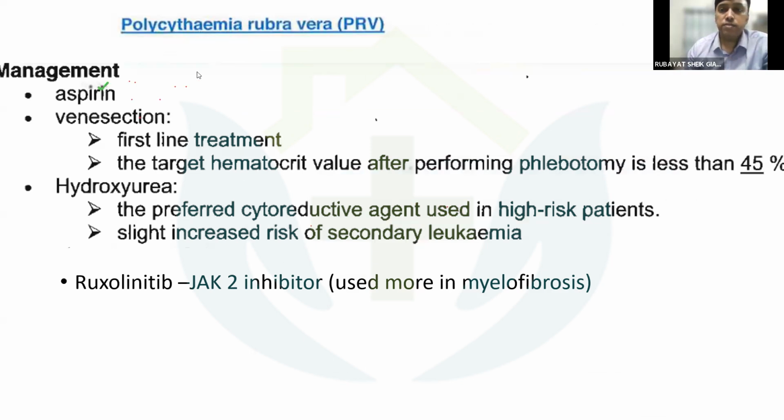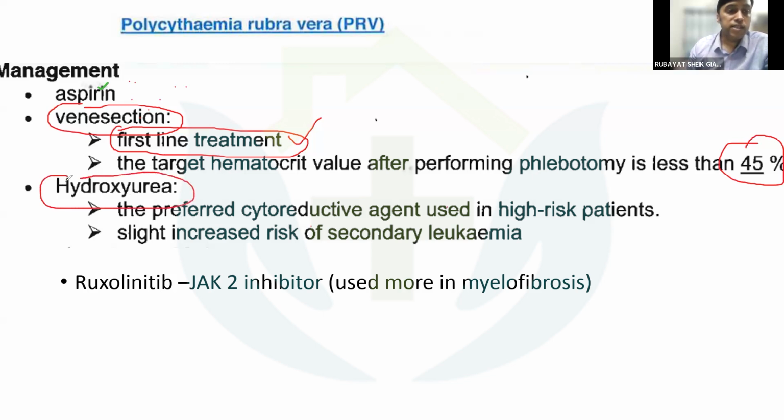Patients usually need aspirin because of associated thrombocytosis, but the treatment of choice, first line choice of treatment is venesection. You need to let out blood once every week. 400 to 500 ml of blood is usually let out every week to achieve a target of hematocrit less than 45%. Please remember these points. First line treatment, venesection, target hematocrit less than 45%.